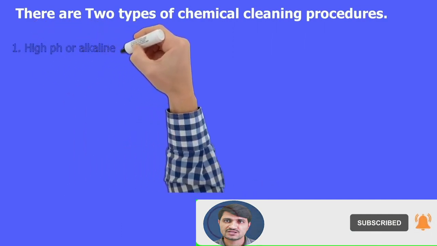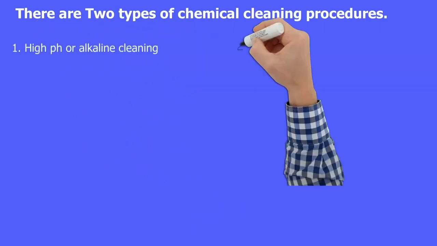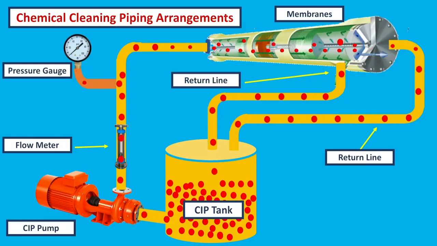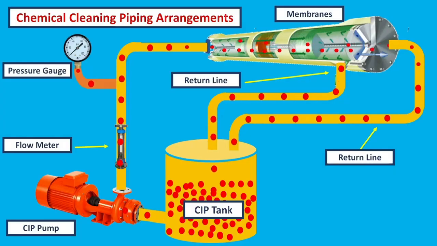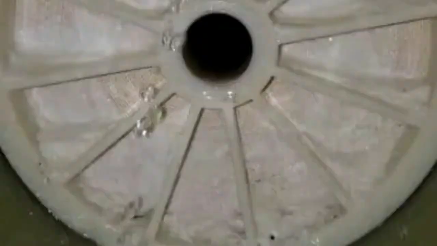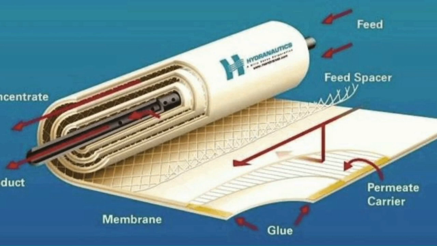1. High pH or alkaline cleaning. 2. Low pH or acidic cleaning. When to clean. For best efficiency of the cleaning procedure, elements must be cleaned before fouling has fully developed. If cleaning is postponed for too long, it will be difficult or impossible to completely remove foulants from the membrane surface and re-establish full performance.